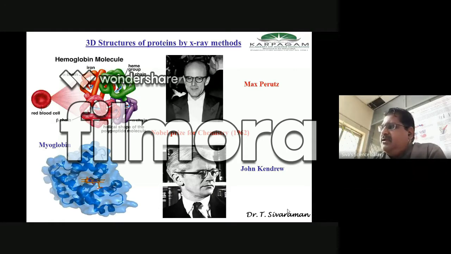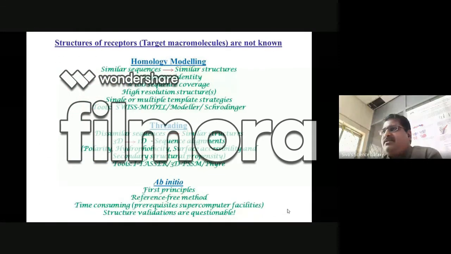Now, molecular modeling comes into the picture. For the target you have, the structure is not available. The structure is not determined by NMR and X-ray, so it is not available in the PDB. So what can we do? The only choice is computational methods. Using computational methods, the three-dimensional structures of macromolecules, especially proteins, can be determined.